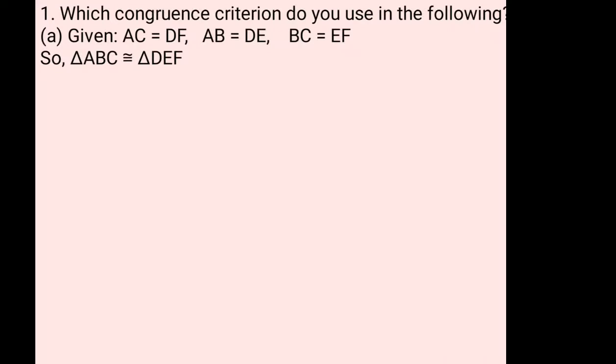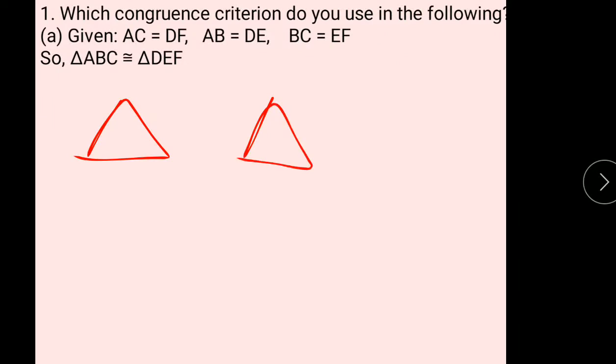Here's the question. Which congruence criterion do you use in the following? Given here, AC is equal to DF, AB is equal to DE, BC is equal to EF. So which criterion will fulfill to have the triangle ABC congruent to triangle DEF? So let me choose a pen here. I'll explain every criterion I'm going to discuss today. Don't worry, one by one, each and every criterion will be discussed today, and you will be able to give the answer in a minute.